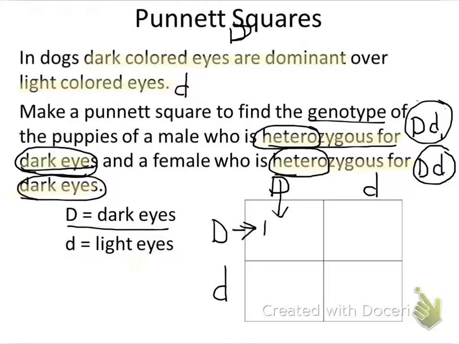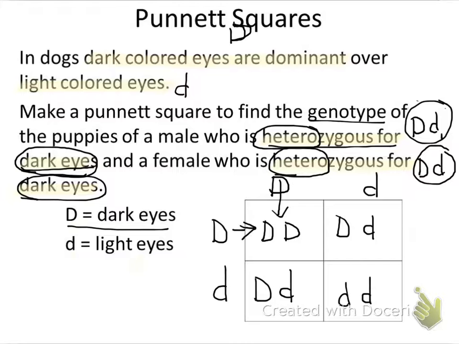You're going to fill them in with one from the top and one from the side. So in this case, we're going to have capital D, capital D right here. Then in the next square over, we'll have capital D, lowercase d. Here we'll have capital D, lowercase d. And here we'll have two lowercase d's.